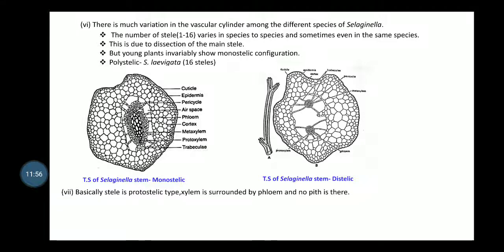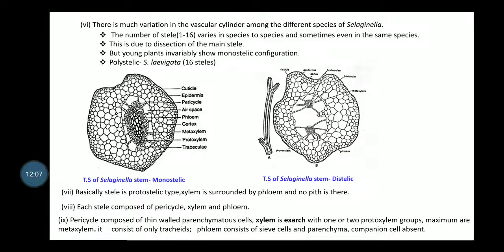Basically, stele is protostelic type. Xylem is surrounded by phloem and no pith is there. Each stele composed of pericycle, xylem, and phloem. Pericycle composed of thin-walled parenchymatous cells. Xylem is exarch with one or two protoxylem groups, maximum are metaxylem. It consists of only tracheids. Phloem consists of sieve cells and parenchyma. Companion cells and trachea absent.